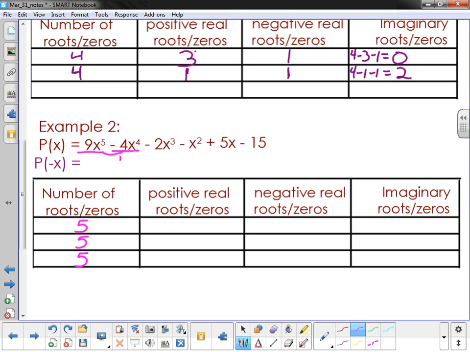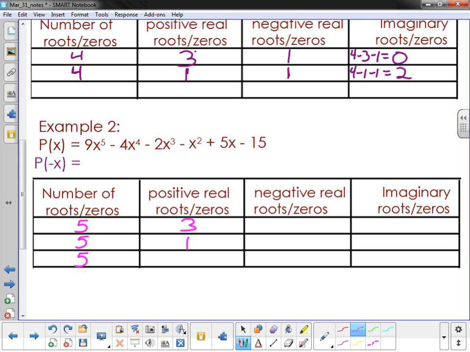But then it's negative, then it's negative. I don't get another sign change until I get down here to the negative x squared plus 5x. So there's my second one, and then I go from positive 5x to negative 15. That's the third one. So I have 3 positive real roots, or 1 positive real root. So I'm going to put the 3 and the 1 down there. Okay, so now I got to find p of negative x.